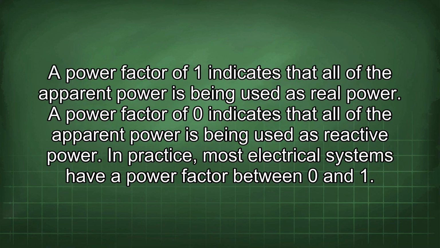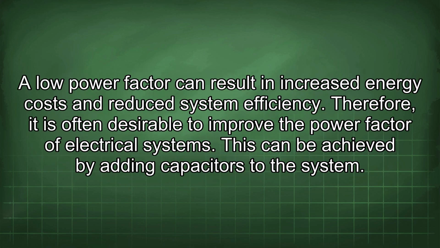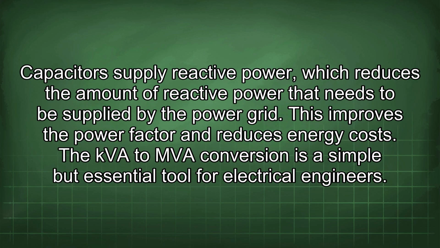A power factor of 1 indicates that all of the apparent power is being used as real power. A power factor of 0 indicates that all of the apparent power is being used as reactive power. In practice, most electrical systems have a power factor between 0 and 1. A low power factor can result in increased energy costs and reduced system efficiency. Therefore, it is often desirable to improve the power factor of electrical systems. This can be achieved by adding capacitors to the system. Capacitors supply reactive power, which reduces the amount of reactive power that needs to be supplied by the power grid. This improves the power factor and reduces energy costs.